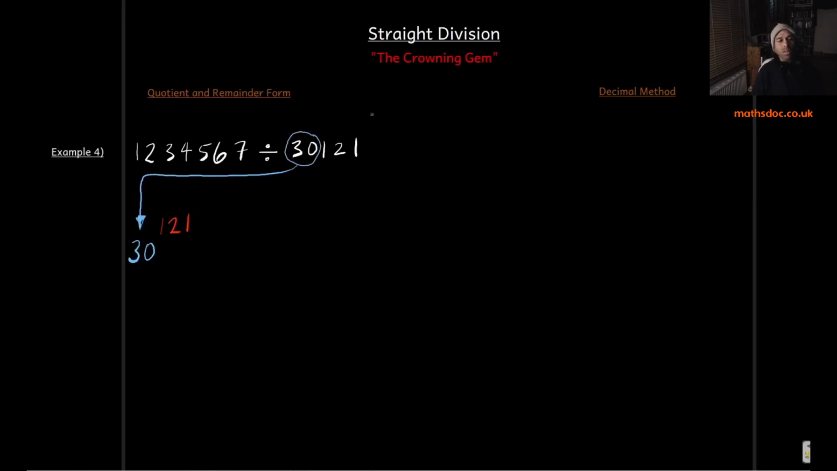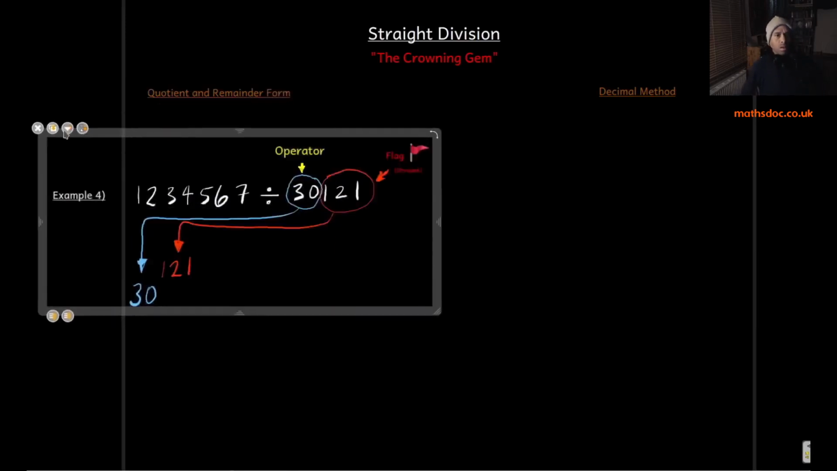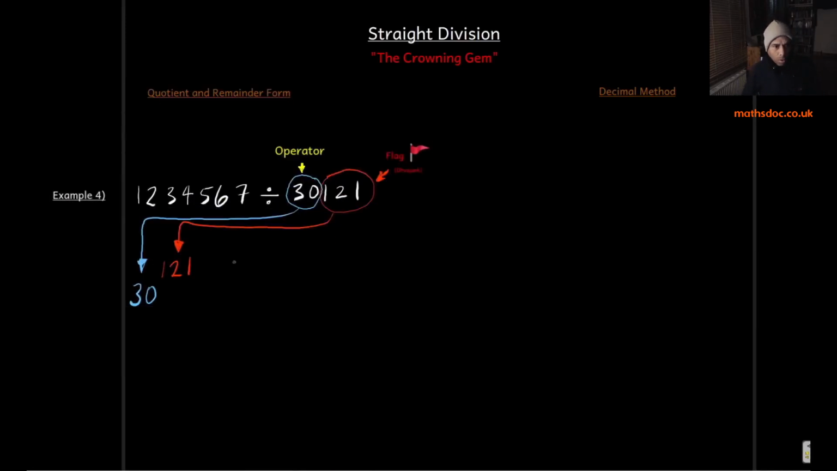121. The flag is 121. So we've got a 3-digit flag there, okay? That won't change throughout the calculation. Those flag digits will always be 1, 2, 1, and our operator will always be dividing by 30 here.